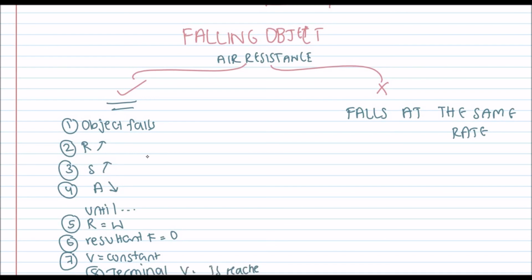So terminal velocity is reached when you have air resistance. Without air resistance, it falls at the same rate.